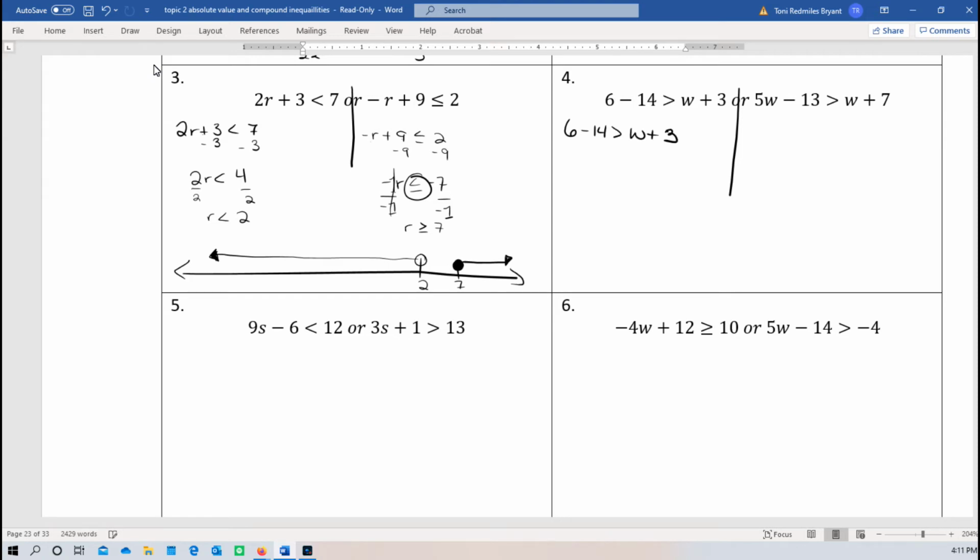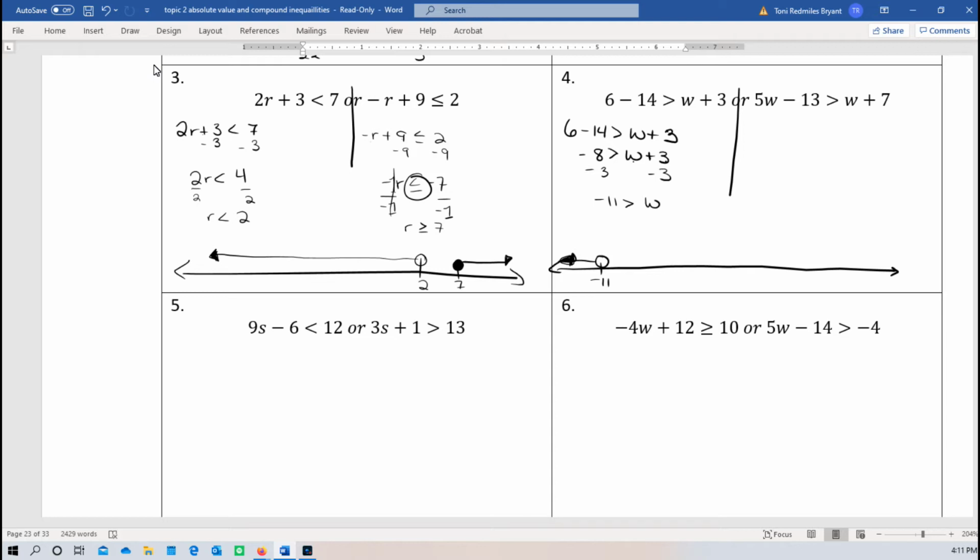Ooh, we got a lot of stuff going on here. First, let's get this together. That's going to give me -8 is greater than w plus 3. The 3 is adding to the w, so I'm going to subtract it on both sides in order to move it over. It's going to give me -11 is greater than w. Okay, so I must be some pretty small stuff on this one, because this is the greater, which means my w is everything less than.